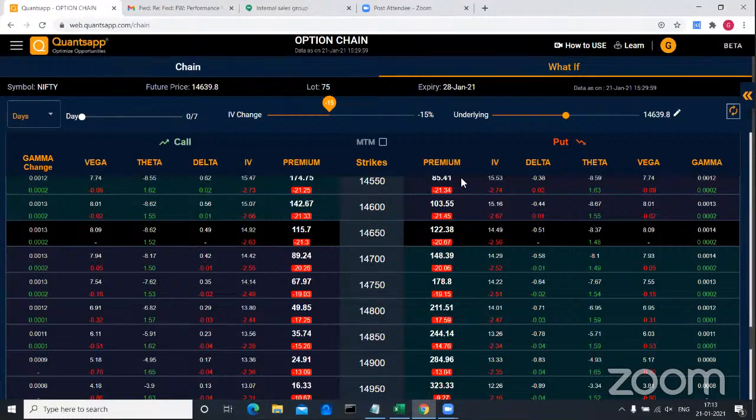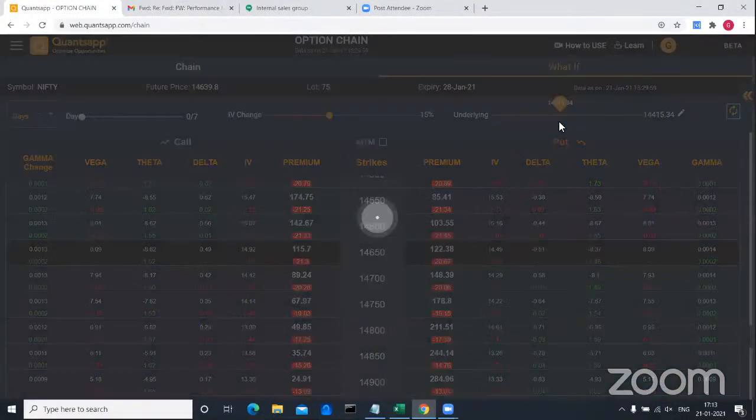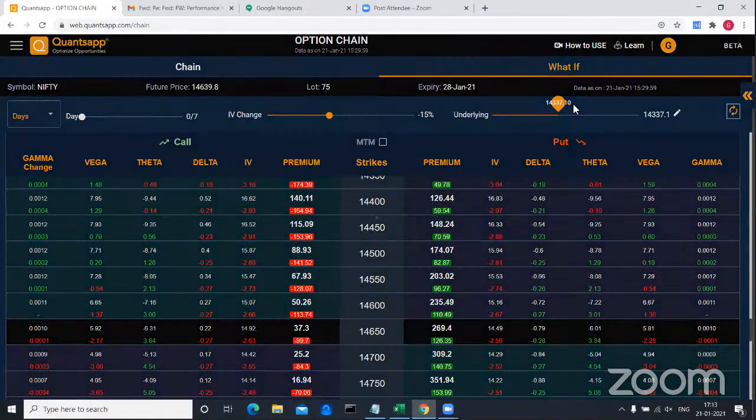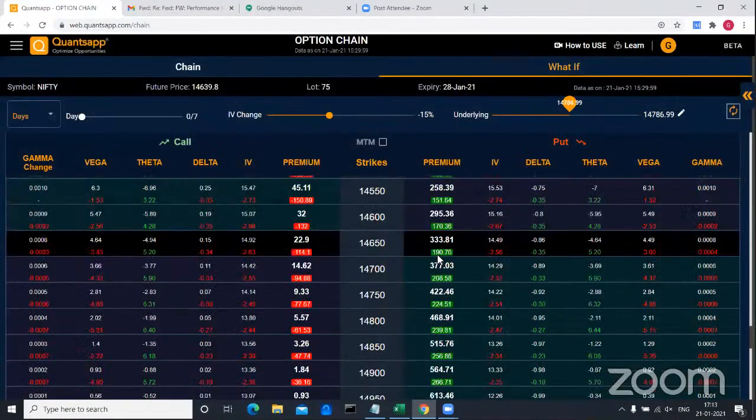So this is a part where you can do what-if analysis in the option chain. You can analyze any option of any stock by looking into the IV change. Then you can also look into the underlying change, how much movement in the underlying has a possibility of affecting the option prices. So basically क्या होता है, I'll tell you one thing.